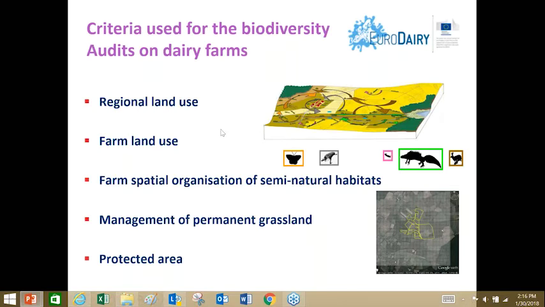The other criterion that has been used for the audit is the farm spatial organization of seminatural habitats. We did a mapping of all the seminatural habitats of the farm. Another criterion that has been used is management of permanent grassland, because it's important for biodiversity. And the last criterion was whether the farm is included within a protected area or not. So that's to be also taken into account.